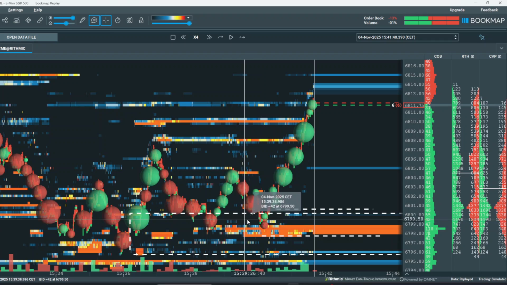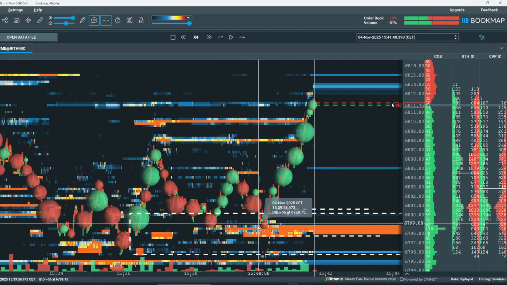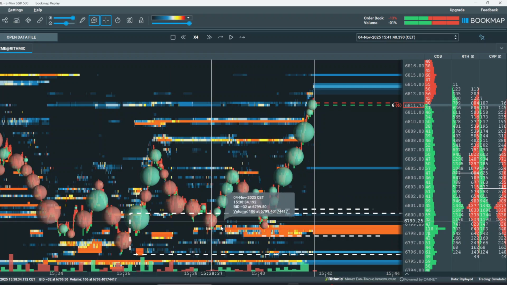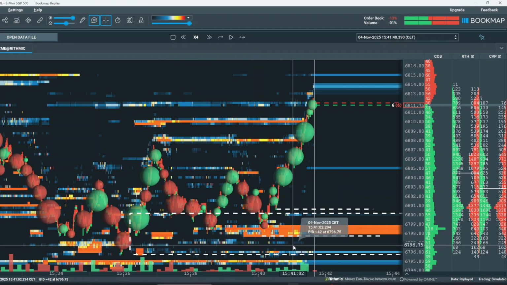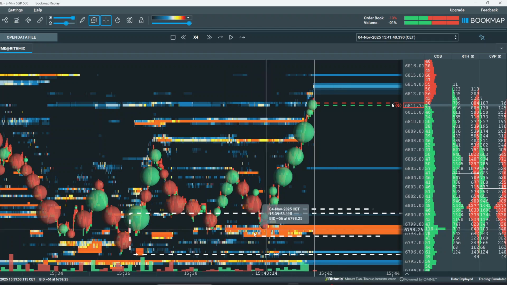And here, as I zoom out, you can see as well on this pullback that weaker selling compared to all of the other red bubbles. So this pullback here really had no more sellers to break down price further and just got absorbed again by all this wall of bids over here.